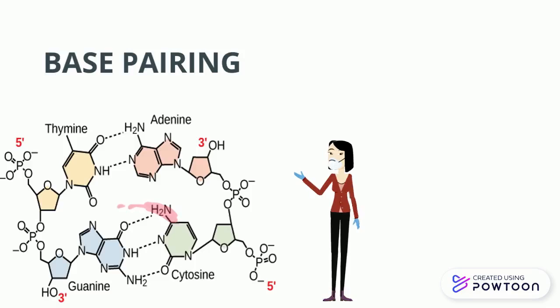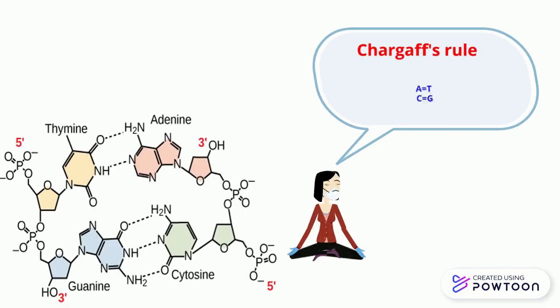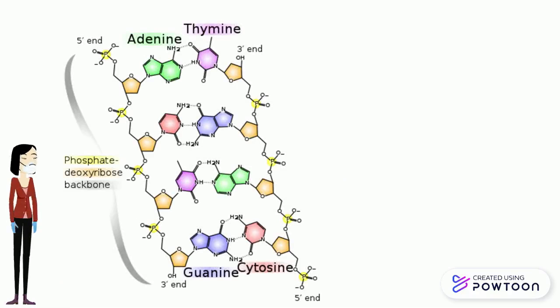with 3 hydrogen bonds. Here we can also mention Chargaff's rule, which states that the amount of adenine is equal to the amount of thymine, and the amount of cytosine is equal to the amount of guanine. In addition, in a double helix structure, the strands of DNA run antiparallel, meaning the 5' end of one DNA strand is parallel with the 3' end of the other DNA strand.